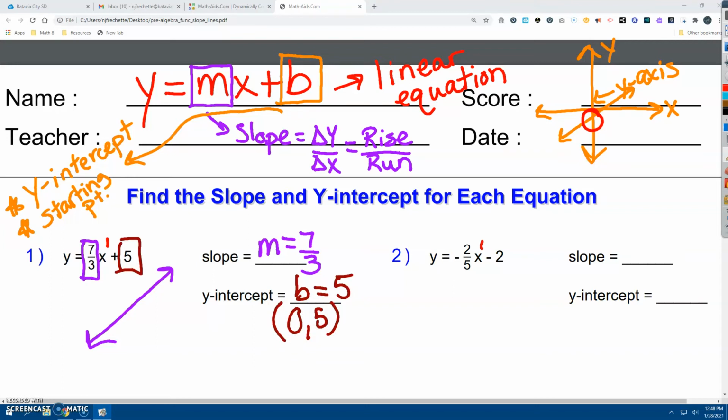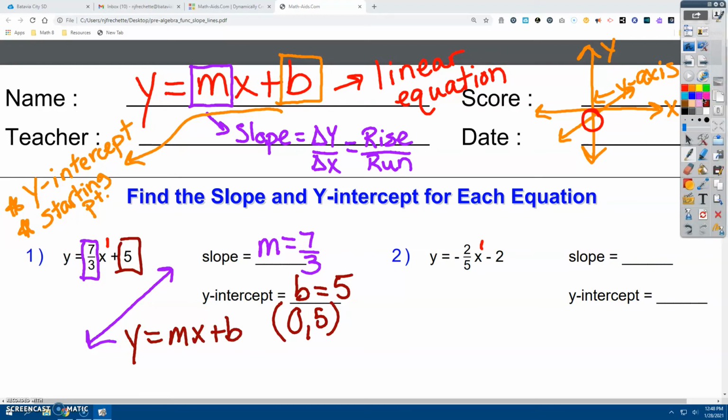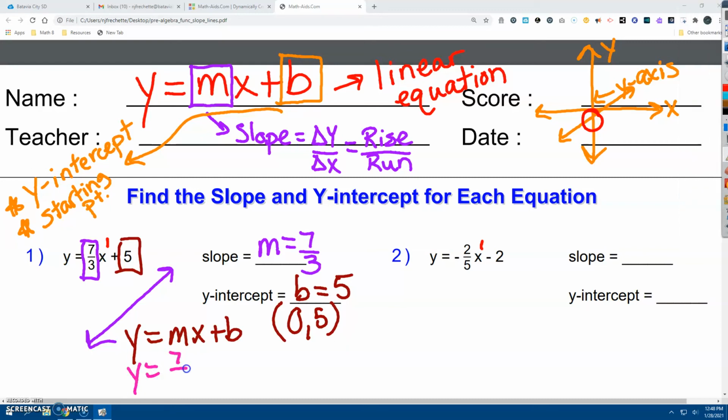So we identified those two things, right? So let me write that again. If we put in y equals mx plus b, and then I write the equation below it, you'll see how these line up. And they line up exactly as you see them, like Ms. McKeach did today.